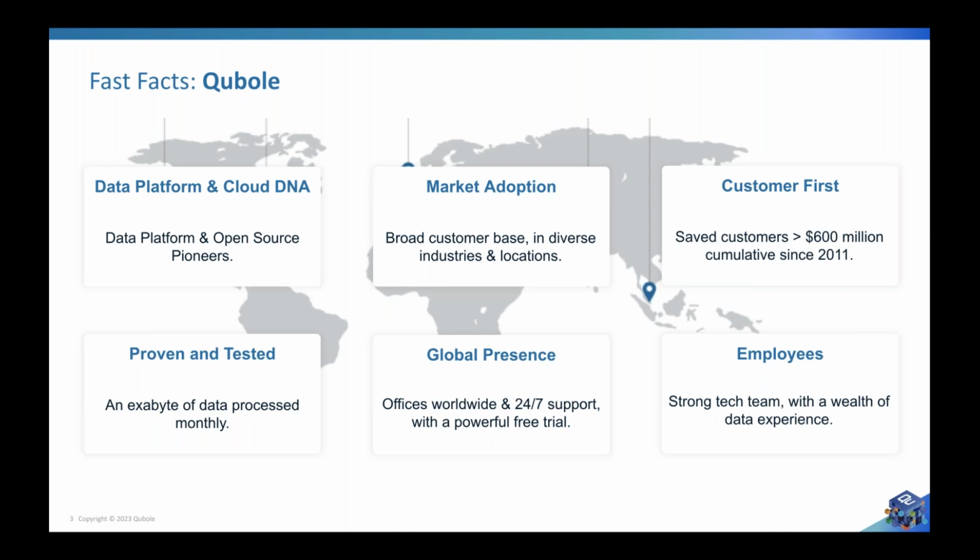Market adoption: we have seen, from a domain perspective, every vertical, manufacturing, pharmaceutical, technology sector, and pretty much every sector are part of the Qbol ecosystem. And second, from a location perspective, we have Asia Pacific, APAC, North America, South America, Europe, and pretty much everywhere in the world. Customers first: since we spoke about how we make sure big data ecosystems are cost effective, we have helped save customers 600 odd million since 2011. It keeps increasing every day.